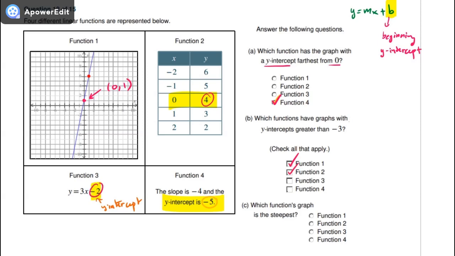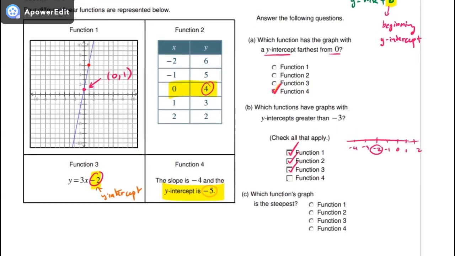Negative 2 is greater than negative 3, yes, because on the number line you have negative 4, negative 3, negative 2, negative 1, 0, 1, and 2. And negative 2 stays on the right of negative 3, which means it's larger than negative 3. Negative 5 is not, so it's not greater than negative 3, so it's a false statement on number 4. We don't choose number 4.